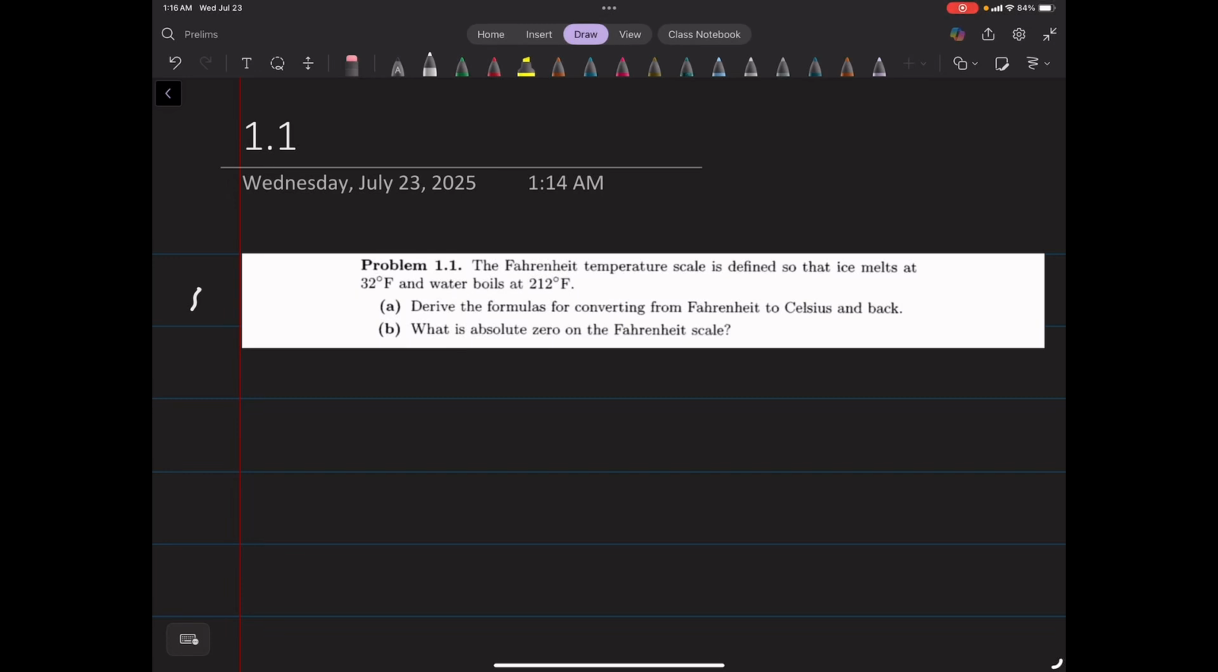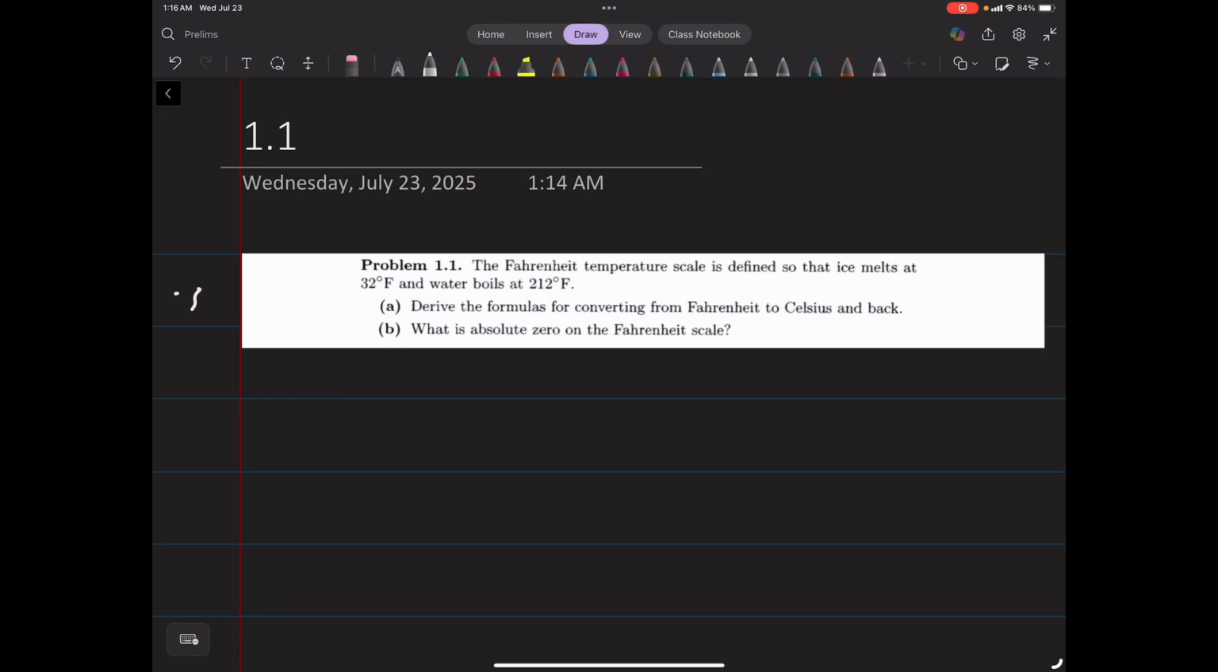Hey guys, so today I'm going to work through problem 1.1 out of Schroeder's thermophysics textbook. This one's pretty basic, but it's good to work through a lot of different problems.